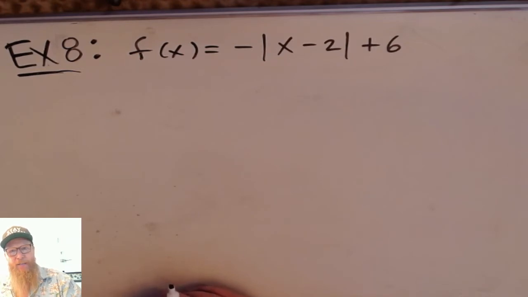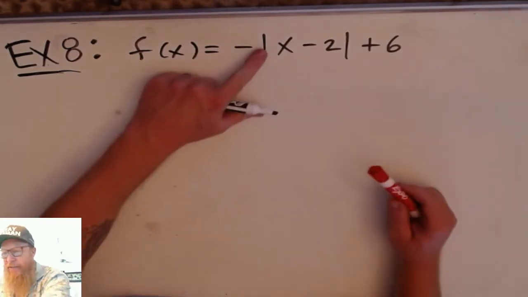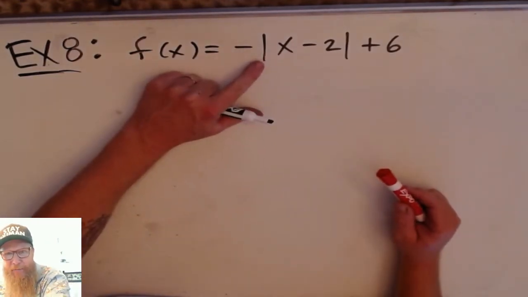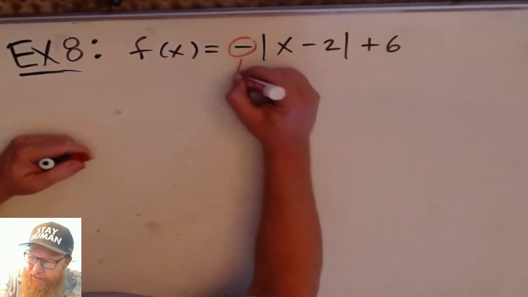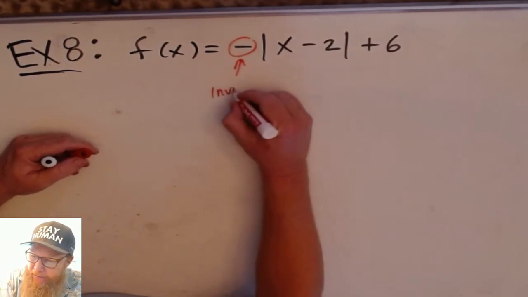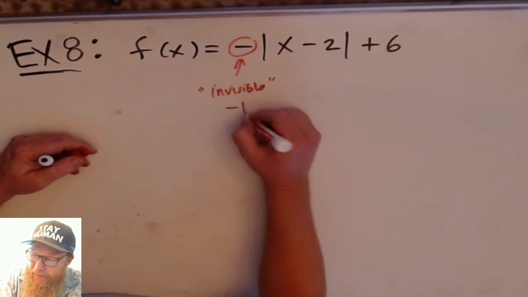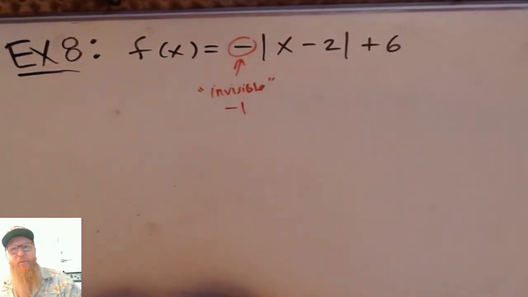So f of x equals negative. Now this is weird because that looks like a 1, but that's an absolute value. This is actually an invisible -1. Although it's not totally invisible. You can see the negative, you just can't see the 1.